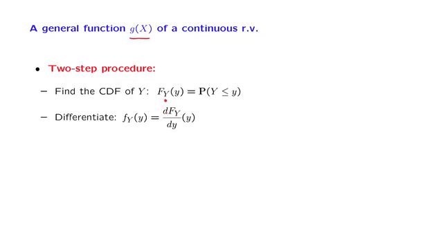Most of the work lies here in finding the CDF of y. And how do we do that? Well, since y is a function of the random variable x, we replace y by g of x. And now we're dealing with a probability problem that involves a random variable x with a known PDF, and we somehow calculate this probability. So let us illustrate this procedure through some examples.